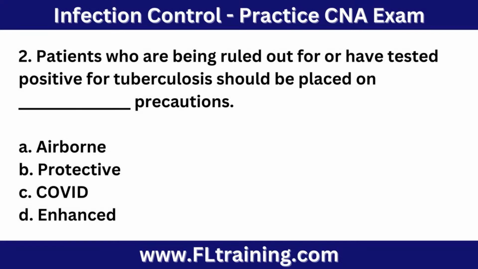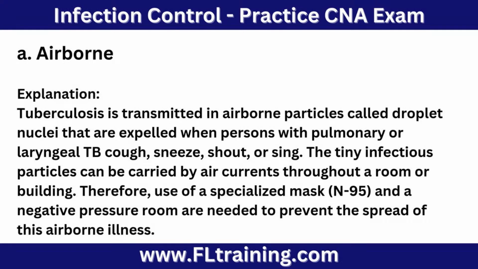All right, let's dive right into the answer. If you chose A, airborne, you are absolutely correct. Tuberculosis is transmitted in airborne particles called droplet nuclei that are expelled when persons with pulmonary or laryngeal TB cough, sneeze, shout, or sing. The tiny infectious particles can be carried by air currents throughout a room or building. Therefore, use of specialized masks, which is the N95, in a negative pressure room are needed to prevent the spread of this airborne illness. Way to go, guys.